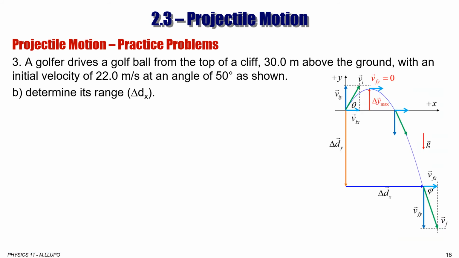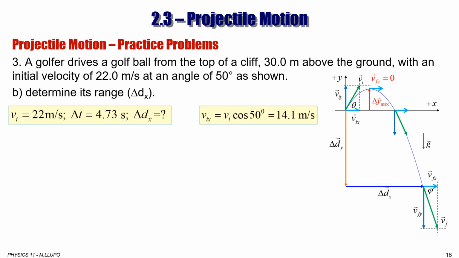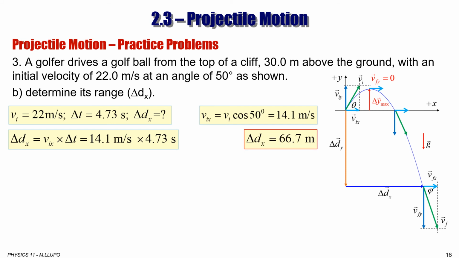Now we can determine the range, or horizontal displacement. We have V initial, 22 meters per second. We have delta t that we just calculated, 4.73 seconds, and delta dx is required. We already have calculated V initial x, which is equal to 14.1 meters per second. And then delta dx is equal to V initial x times delta t. We have both: 14.1 is V initial x and 4.73 is delta t. And then we can calculate it: delta dx is equal to 66.7 meters.